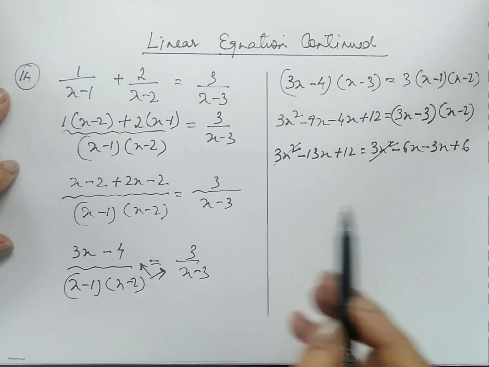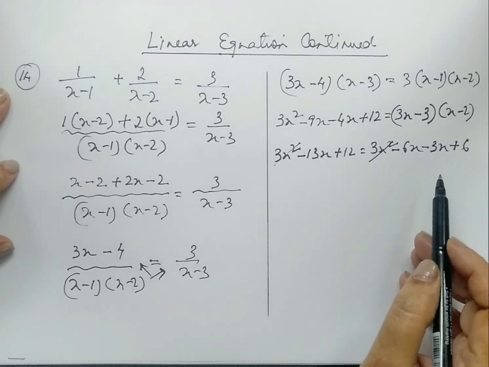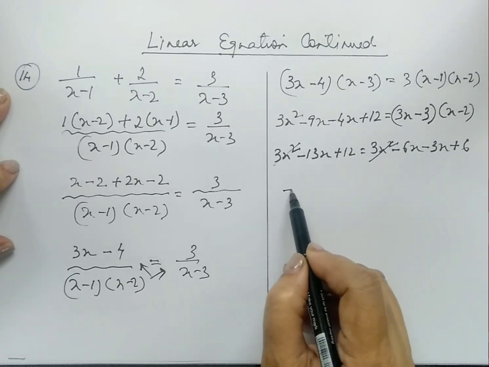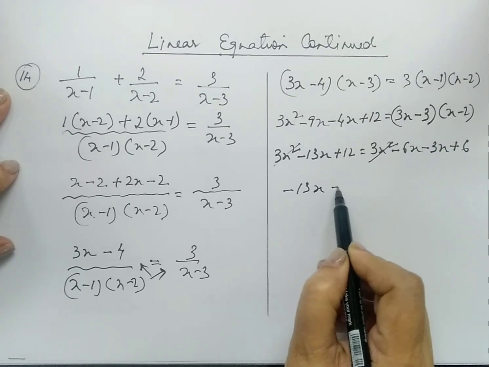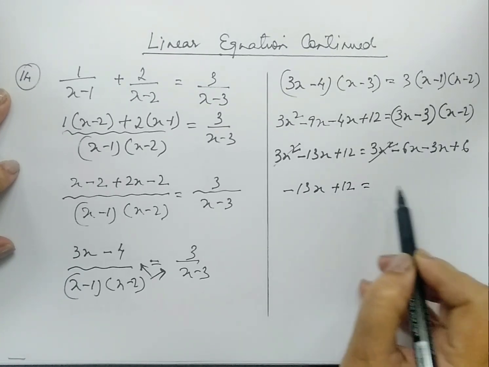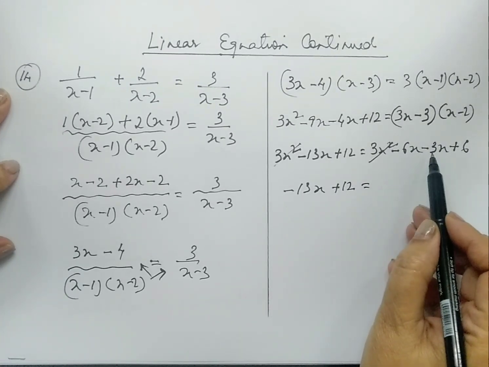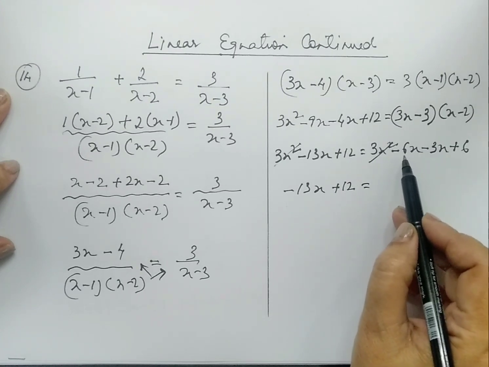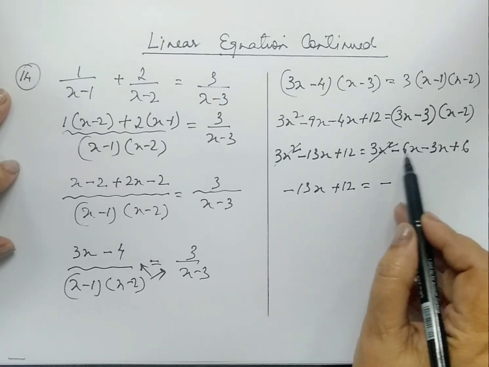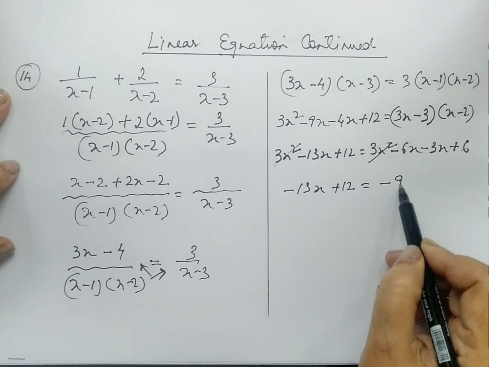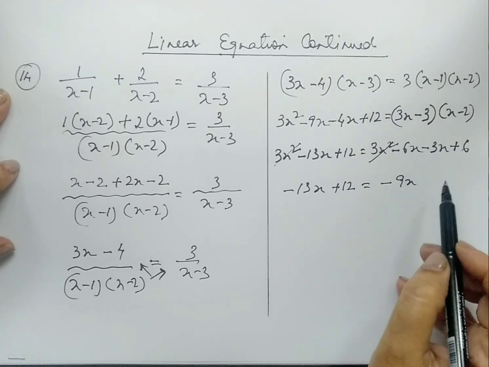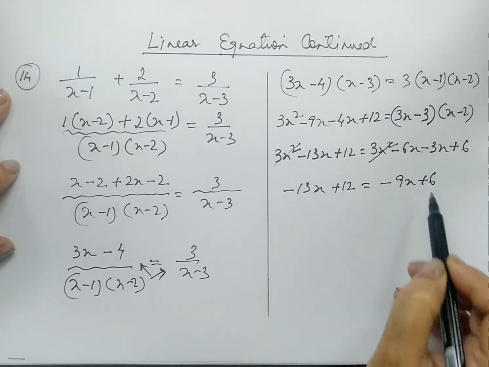Okay guys, that's all we can do, which means here we are left with 13x plus 12, and here we have minus minus. See again, we are taking the sign of the big one, minus minus plus. We have 9x plus 6.